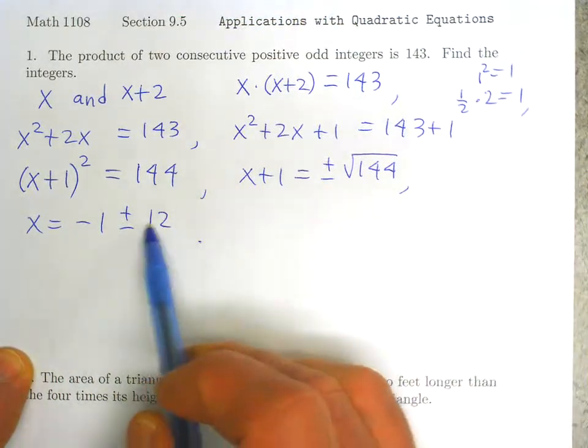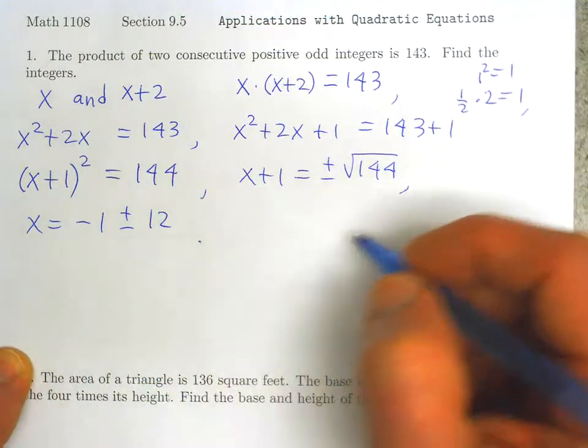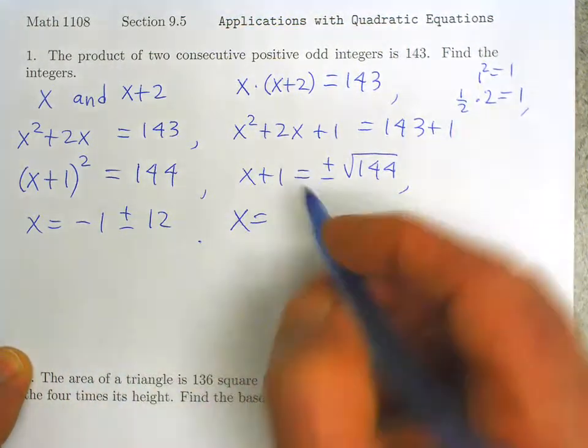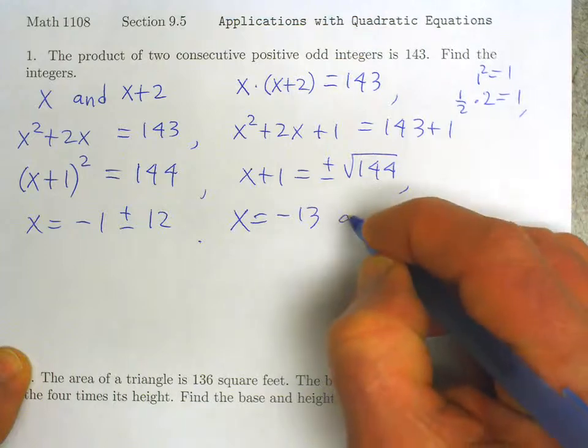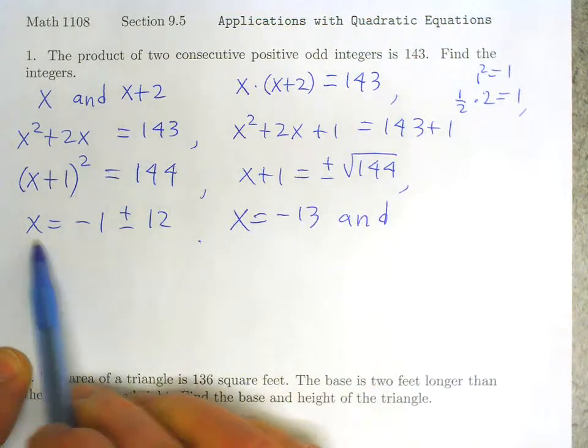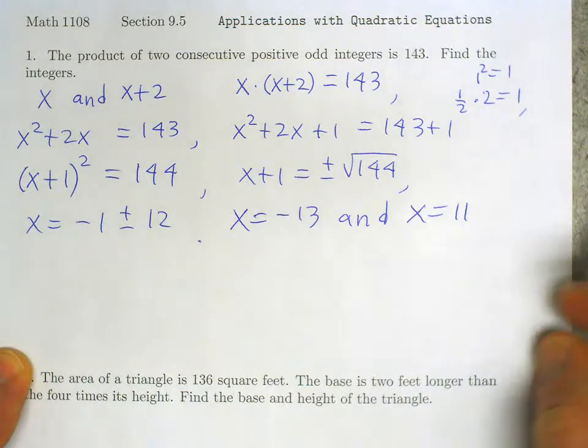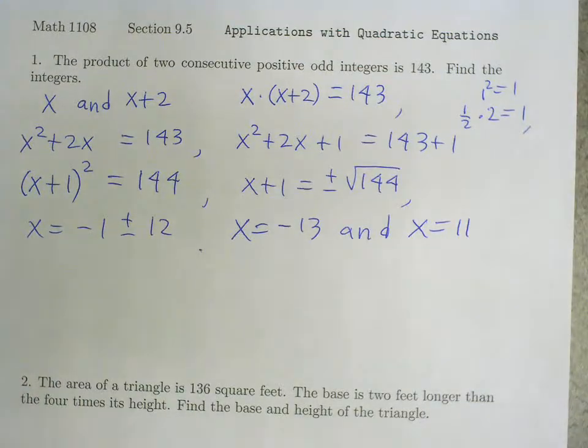The quadratic equation that we just solved has two solutions. One is negative 1 minus 12, which is negative 13. And the other solution is negative 1 plus 12, which is positive 11. Okay, but let's go back and read what we're supposed to find.